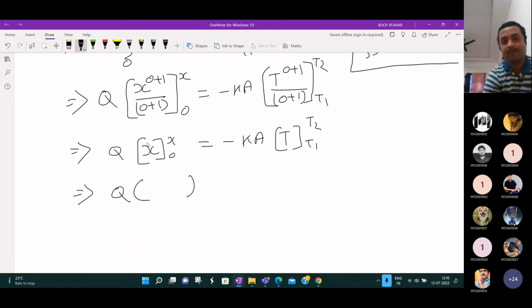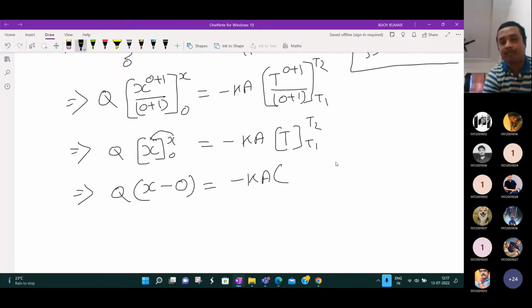Here x is the variable. Here t is the variable. Here 0, x and t1, t2 are the numerical values. So to solve this, whatever the variable x is there, first we have to put the upper limit, minus we have to put the lower limit. So what is the upper limit? X. So we'll put x here minus. What is the lower limit? 0. We'll put lower limit 0 equal to minus Ka.